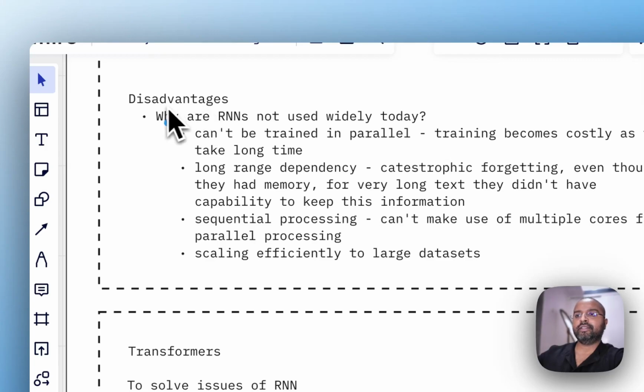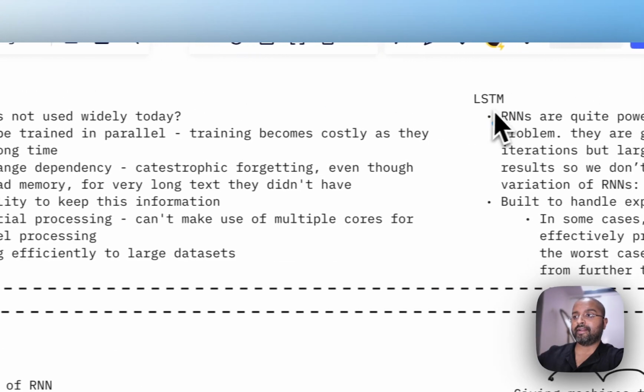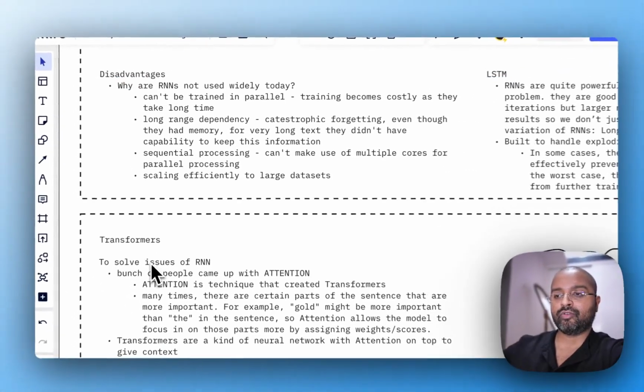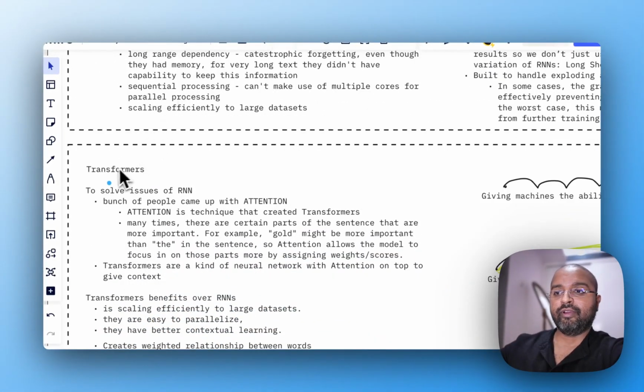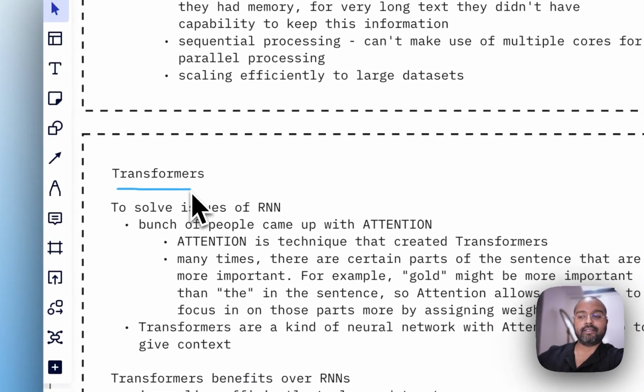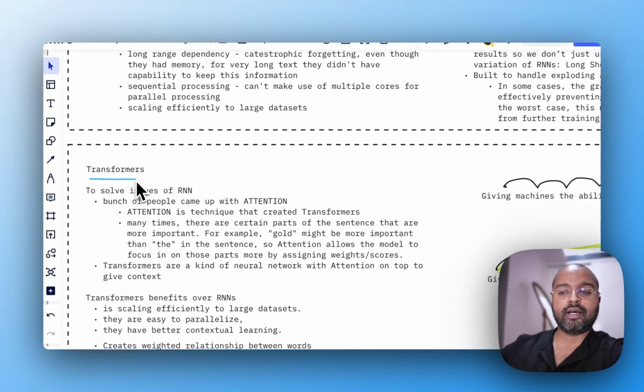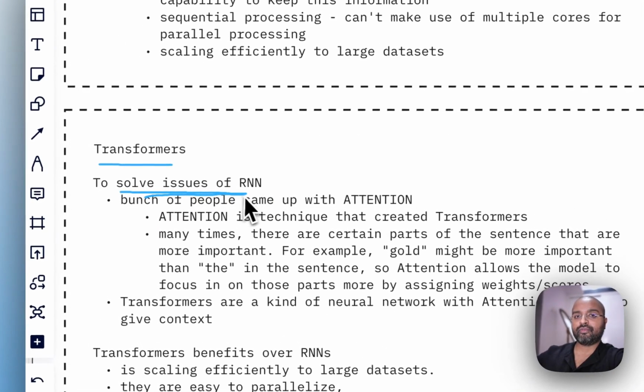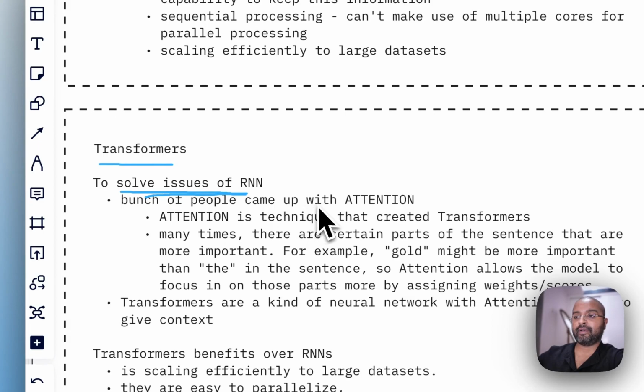So, to address the disadvantages of RNNs, LSTMs, and other recurrent neural networks, there was a new variation created called the transformers, which becomes the foundation to many of the large language models that we see today. Now, to solve the issues of the RNNs, a bunch of people came up with a concept called attention. And this is very, very fundamental to how transformers work.